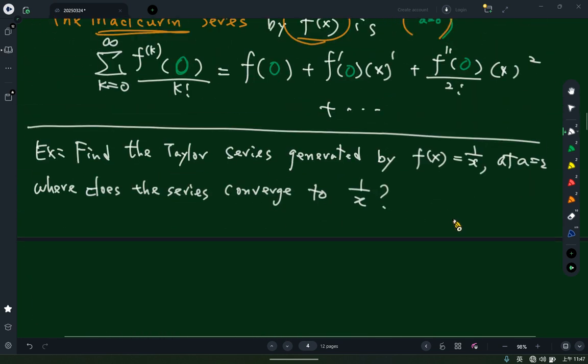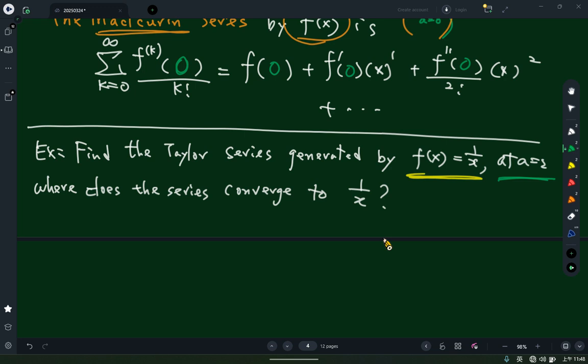Okay, so let's just have some practice. Right now I just give you f(x), and I also give you where we want to expand. Then finally, the question continues to ask, where does the series converge to 1 over x? So you can see, if the problem asks you where does the series converge to this one, that means it does not always happen.